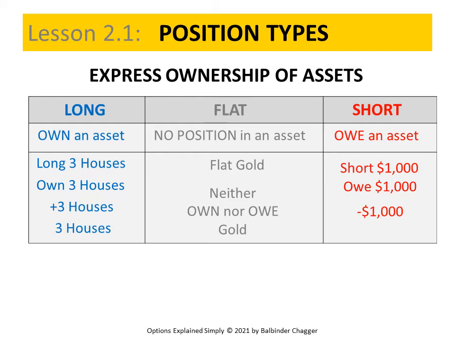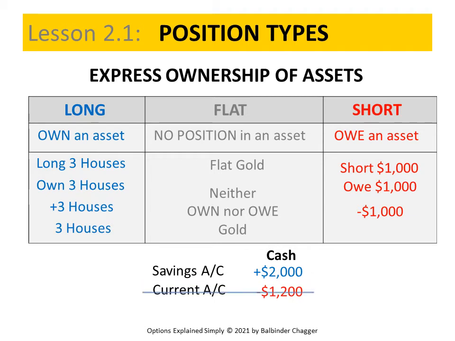The plus and the minus signs are useful when writing positions down because they enable us to sum individual positions in a particular asset mathematically to an overall total. For example, if we're long $2,000 cash in a savings account and short $1,200 in a current account, then we can sum them up mathematically to an overall net position of being long $800.